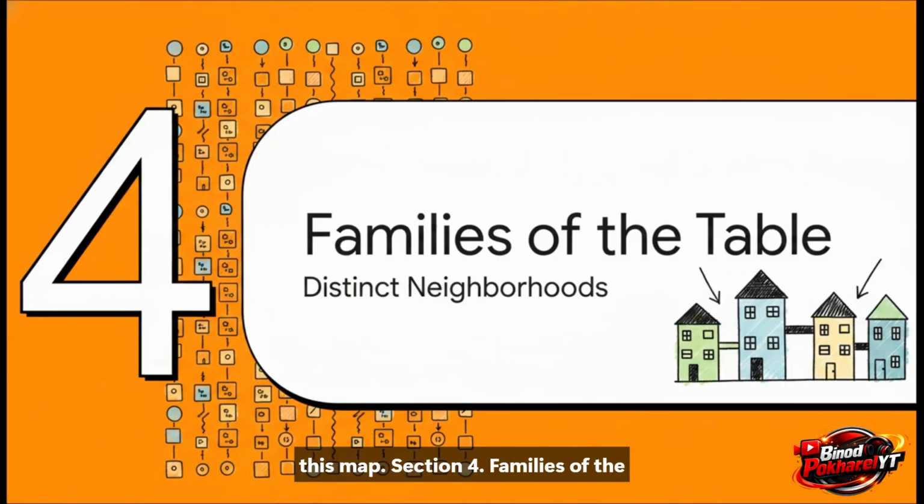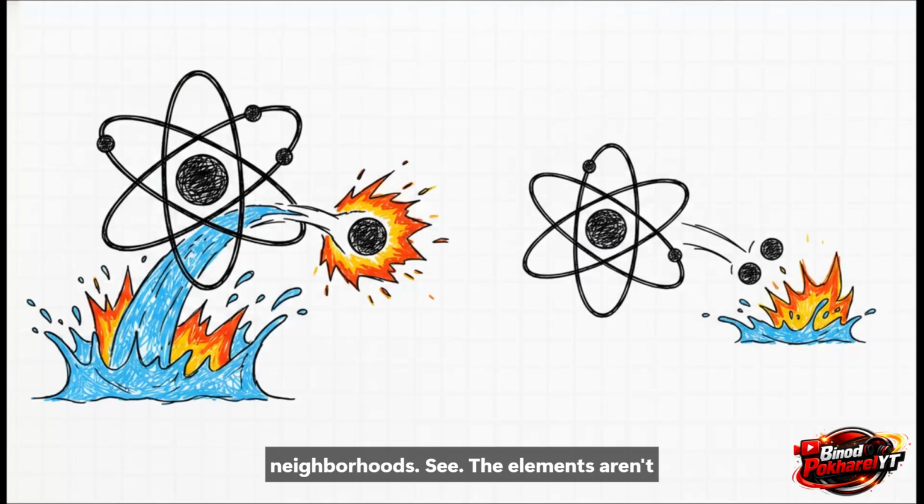Section 4, families of the table. Let's explore some distinct neighborhoods. See, the elements aren't just broadly grouped into metals and nonmetals. Elements in the exact same vertical column act like close-knit families, sharing identical outer valency traits. Starting on the far left, we have Group 1, the alkali metals. This is your lithium, sodium, and potassium.